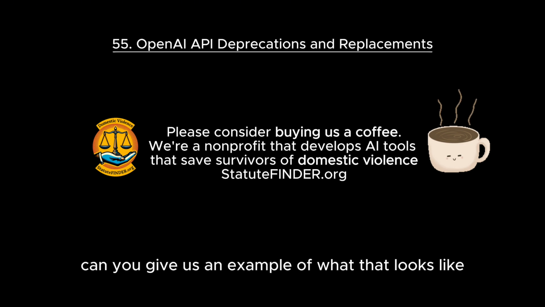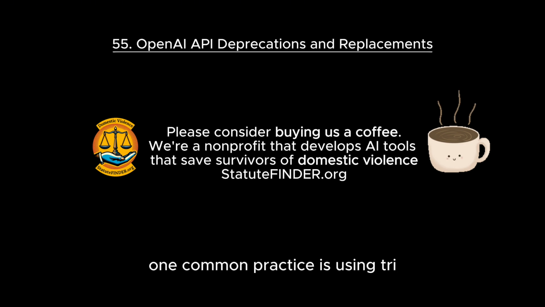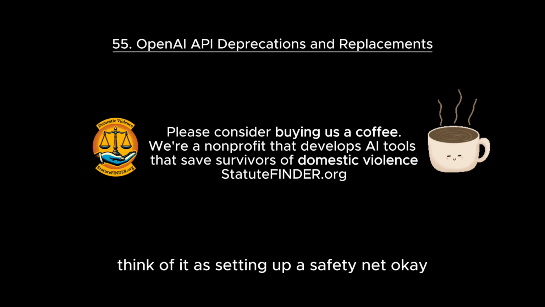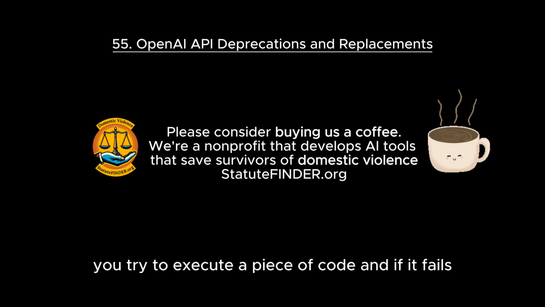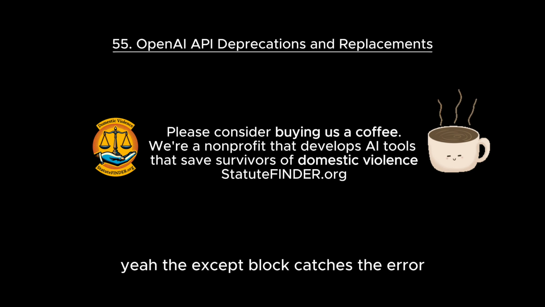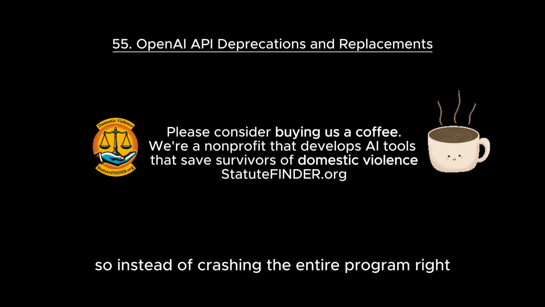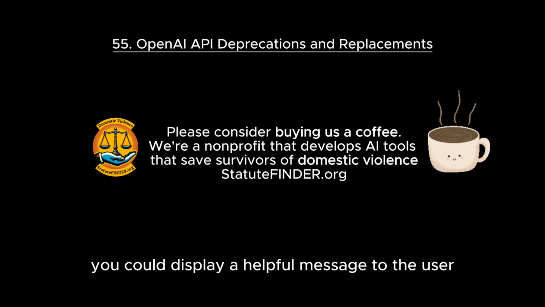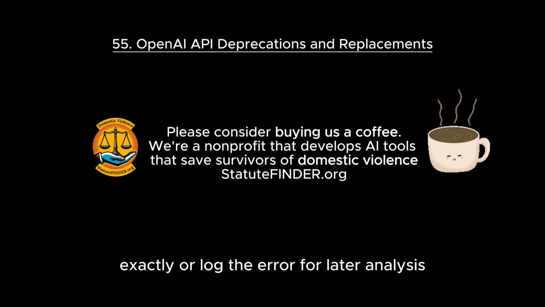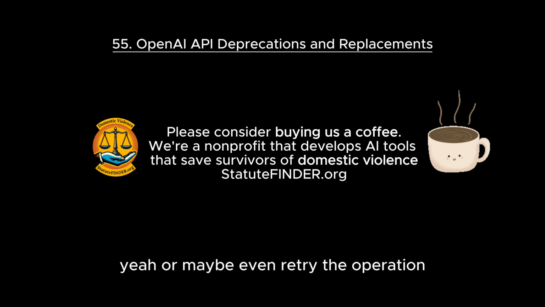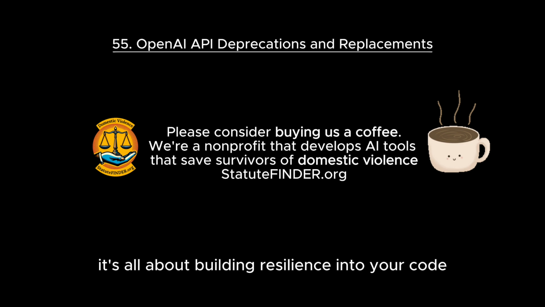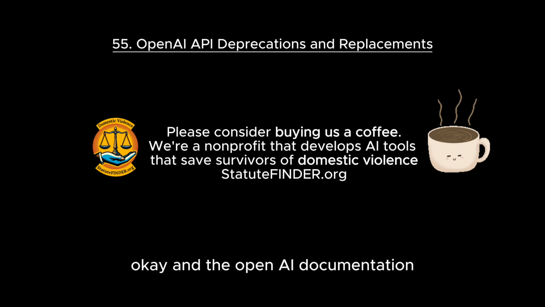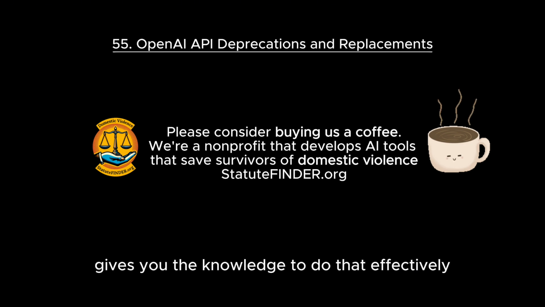Can you give us an example of what that looks like? Sure. One common practice is using try-except blocks in your Python code. Think of it as setting up a safety net. You try to execute a piece of code, and if it fails, the except block catches the error and lets you handle it gracefully. So instead of crashing the entire program, you could display a helpful message to the user or log the error for later analysis. Or maybe even retry the operation. It's all about building resilience into your code. And the OpenAI documentation gives you the knowledge to do that effectively.